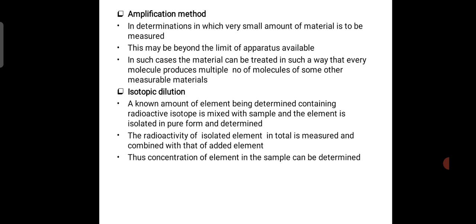Then isotopic dilution. Isotopic dilution means here we are adding a radioactive isotope to a sample. Then the element is isolated into pure form. And finally we measure that radioactivity. Then we add another element with that and we compare the concentration of the element in the sample.